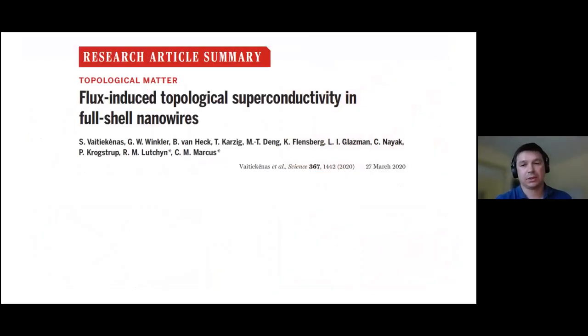Okay, so maybe changing gears now, I want to present another work from these co-authors of mine, led by Solar and Georg. And this is about flux-induced topological superconductivity in full shell wires.